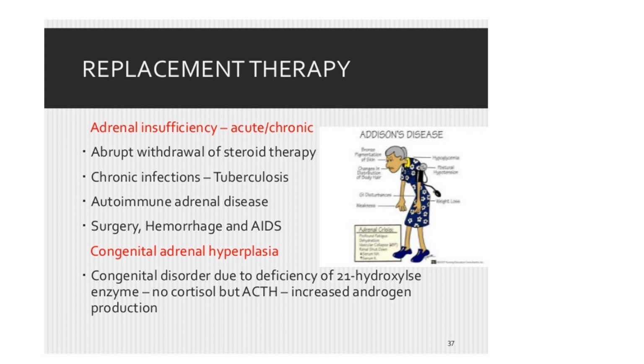Coming to replacement therapy, we replace glucocorticoids or corticosteroids where there are insufficiencies. So first one, adrenal insufficiency. Adrenal insufficiency can be of two types, that is acute and chronic. Now acute adrenal insufficiency is an emergency situation which may occur due to the sudden withdrawal of steroids after prolonged use. And chronic may be due to other infections like chronic infections, tuberculosis, autoimmune adrenal disease, and after surgery, hemorrhage and AIDS. All these will lead to adrenal insufficiency which can be treated by replacing the required hormone that is deficient. Usually we prescribe hydrocortisone.